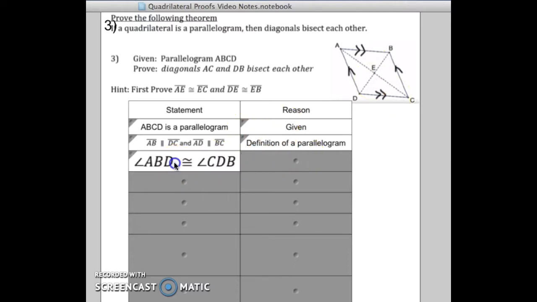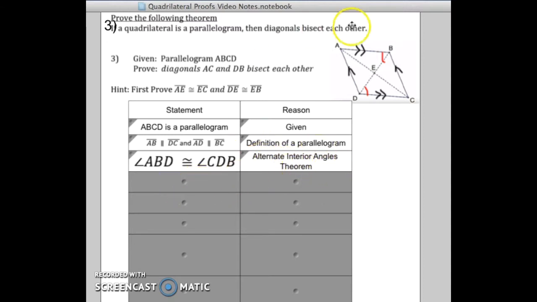But what I'm going to do next is mark that angle ABD, that's an alternate interior angle, is congruent to angle CDB. Now I could have marked the other pair, but I'm not going to. I'm going to do it a different way. Those are congruent because if two parallel lines are cut by a transversal, then alternate interior angles are congruent. That's what the alternate interior angle theorem says.